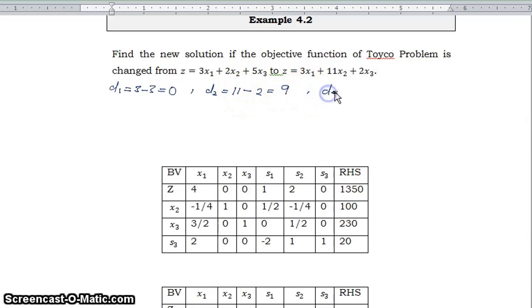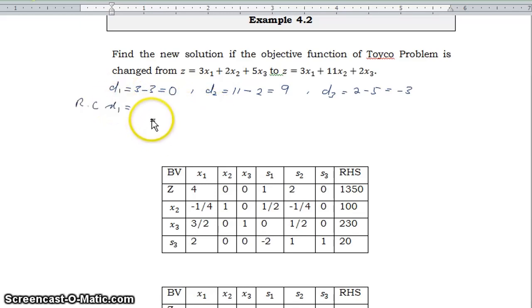And D3 is 2 minus 5. It is equal to negative 3. Now we substitute these values D1, D2 and D3 into the simultaneous optimality conditions. We use the same problem.